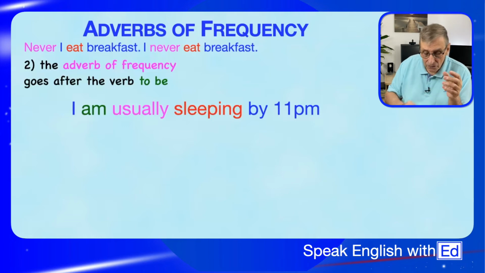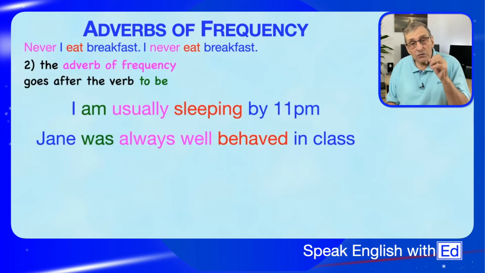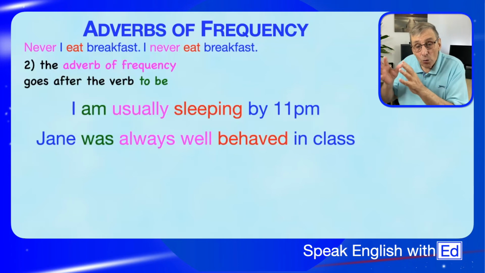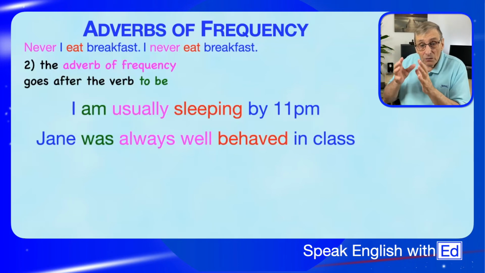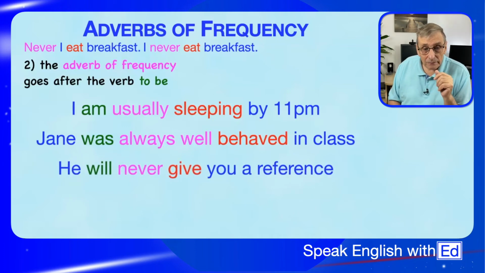Use the correct verb to be. And then you put the adverb of frequency after the verb to be. So, sentences like, Jane was always well behaved. Right, well behaved. Well is an adverb that's modifying behaved. Always is the adverb of frequency to say how often Jane was well behaved. And it comes after the verb to be.